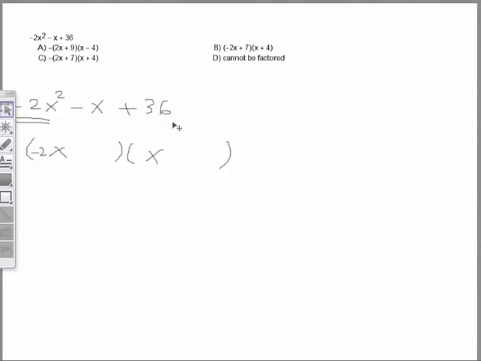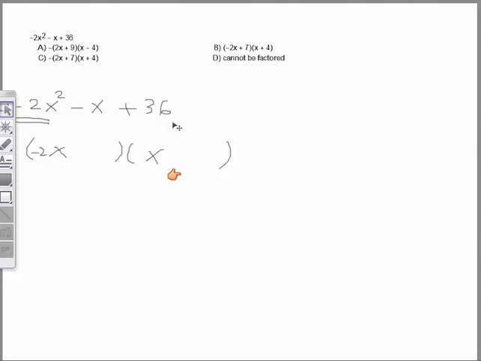So if I multiply the first two terms together now, minus 2x times x, that gives me the first term. What am I going to do with this 36? What times what gives me 36? What number can I put here, anyone?